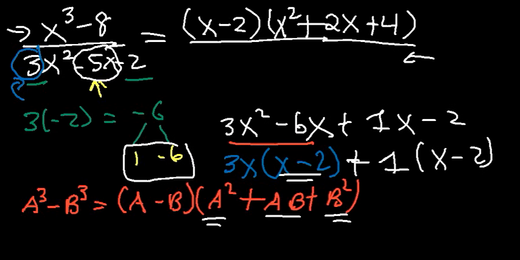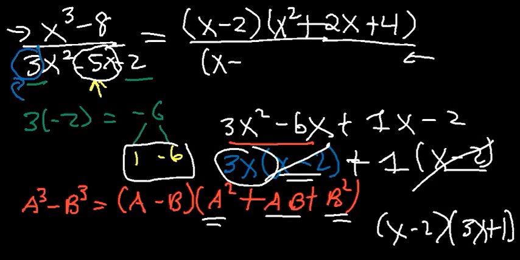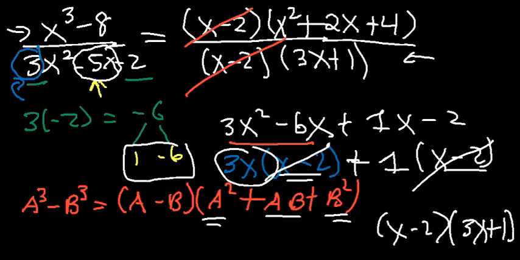So now notice that we have two common terms here, x minus 2. So we're going to factor that out. If we take away x minus 2 from this term, we're left with 3x. And if we remove x minus 2 from that term, all we have is a positive 1. So what we have now is x minus 2 times 3x plus 1. So we can cancel the x minus 2's.